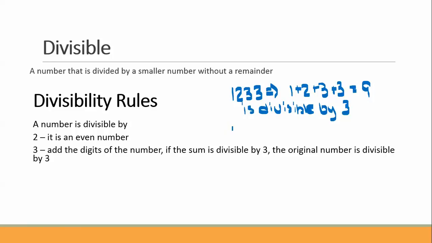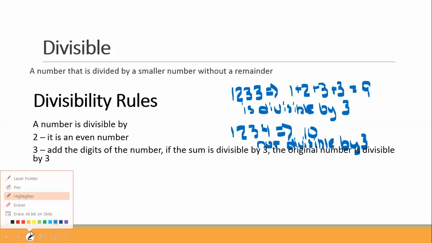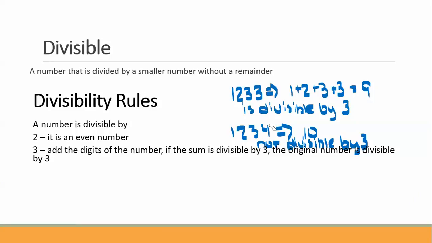If we have a number, say 1,234, and add those digits, that would be equal to 10. 10 is not divisible by 3, so this one is not divisible by 3. Let's keep the one that is divisible by 3 up there, and we'll erase our other example though.